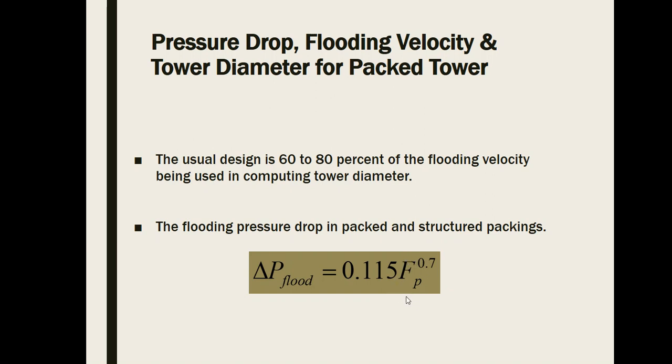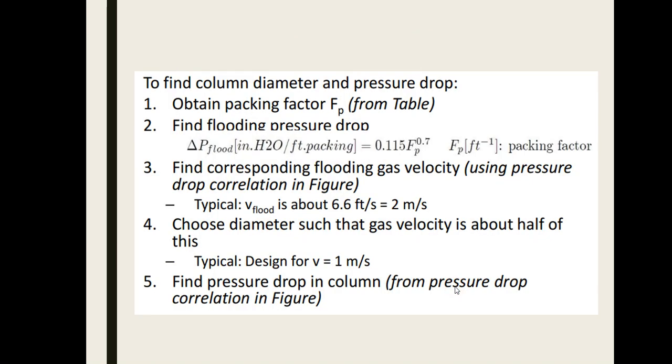Now, the packing factor is needed in the formula for determining the pressure drop for the determination of the flooding velocity. And this one is taken from a table. This is the procedure in determining the column diameter using the pressure drop. So we obtain the packing factor from a table. This depends on the type of packing material that is being used.